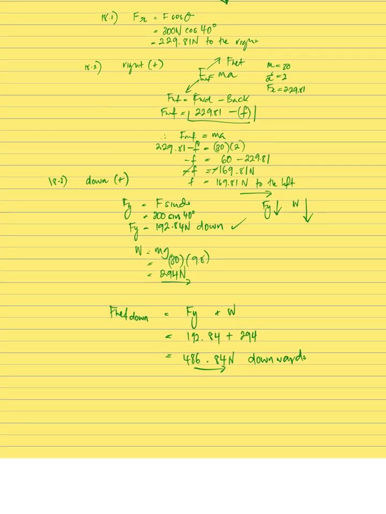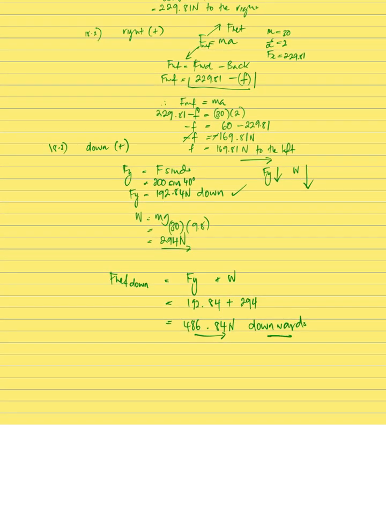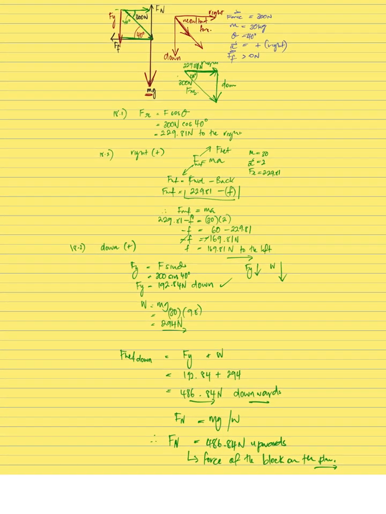But here, when I calculated downwards. But I know that Fn is equal to mg, or equal to the weight. So therefore, the force of the normal is equal to 486.84 newtons upwards, which is also the force of the block on the plane. There we go. And that's how you get to the end of 18.3.